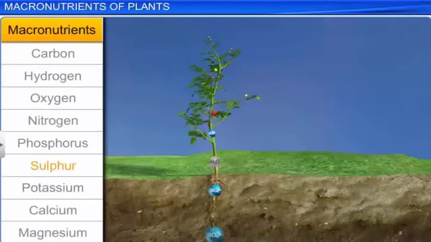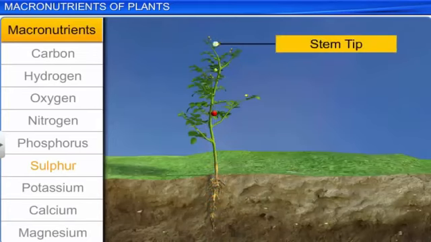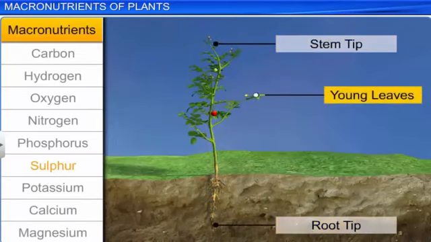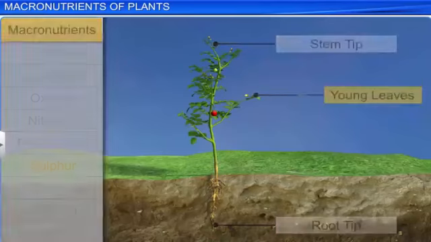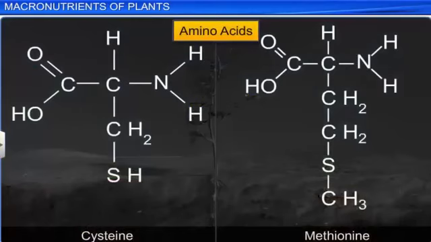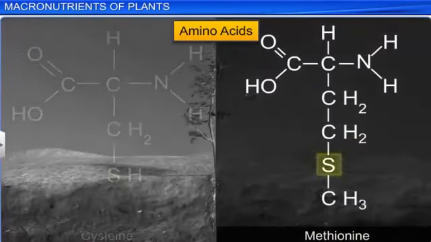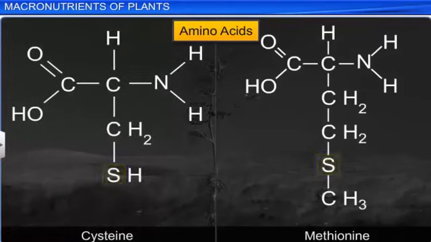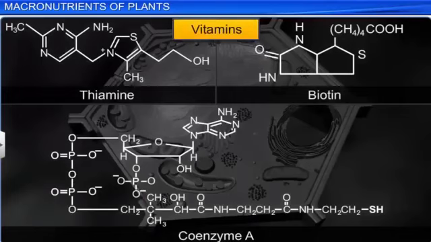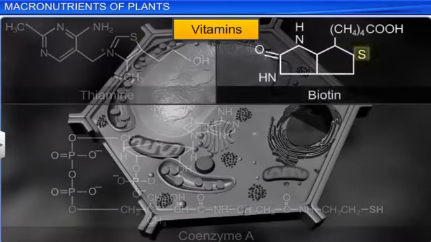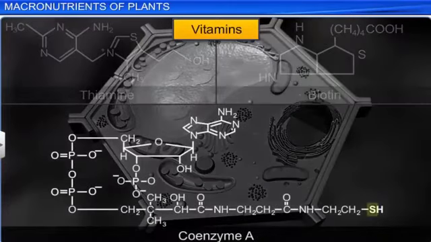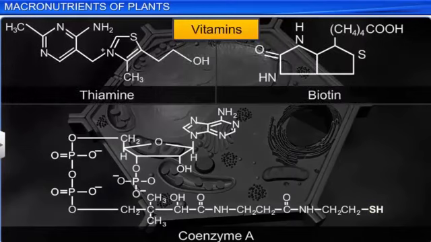Plants obtain sulfur from the soil. Growing parts like stem tips, root tips, and young leaves require sulfur. It is a constituent of amino acids like cysteine and methionine, making it an important part of proteins. Vitamins like thiamine, biotin, and coenzyme A also have sulfur.